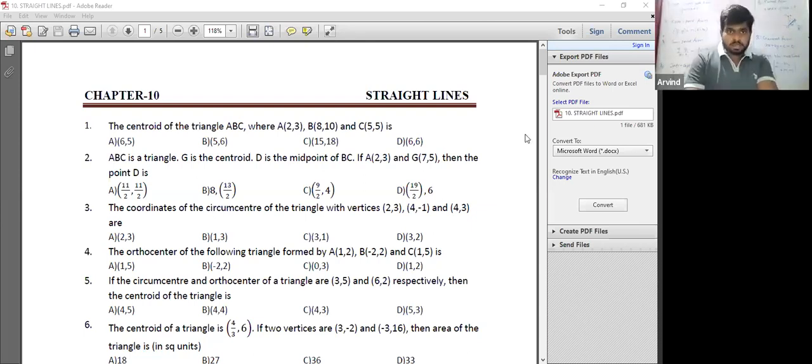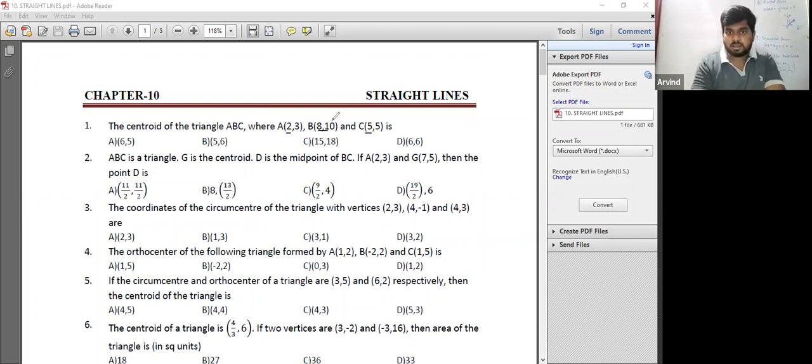So the centroid of the triangle ABC, where A is (2, 3), B is (8, 10), C is (5, 5). I've given you the formula. Please do it. What will be the centroid? What is the centroid formula? X1 plus X2 plus X3 divided by 3. Add the X's. So X is 2 plus 8 plus 5, and 10 plus 5 is 15. 15 by 3 is 5.